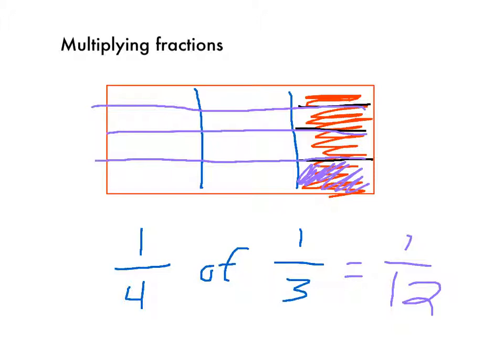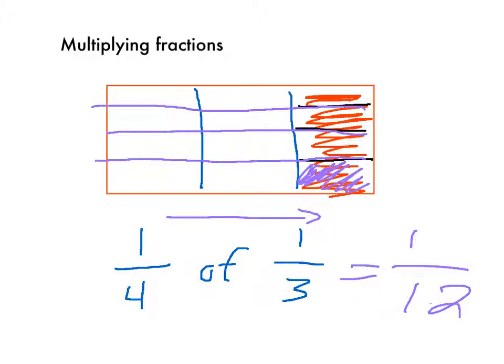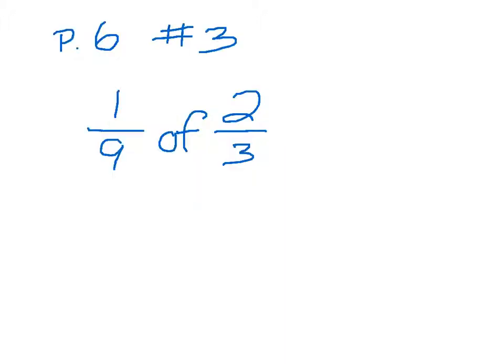Now, what's going on mathy-wise here is you may notice that 1 times 1 equals 1, and 4 times 3 equals 12. Is it really that easy? Yeah, with multiplying fractions, it is that easy. You just multiply top times top and bottom times bottom. So here is a sample problem. It's on page 6, number 3. It is simply top times top, boom, bottom times bottom.